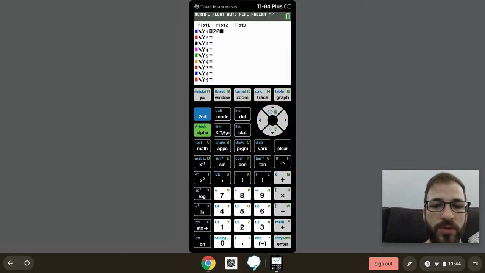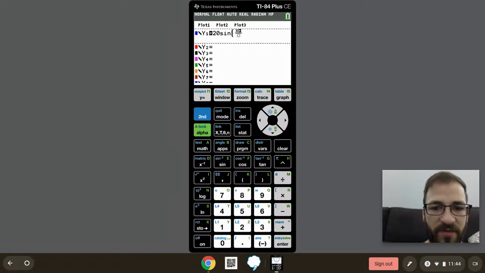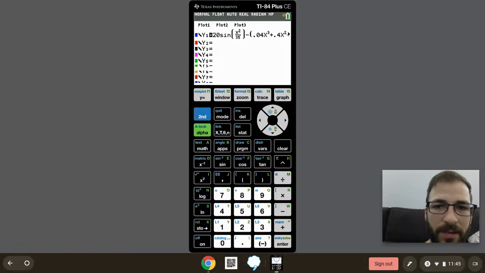So 20 sine of t squared over 35 minus, make sure I put everything in parentheses, so 0.04 x to the third plus 0.4x squared plus 0.96x. And the other one I'm going to put in 0. So y1 I put the r of t minus d of t. y2 I'm putting in 0.